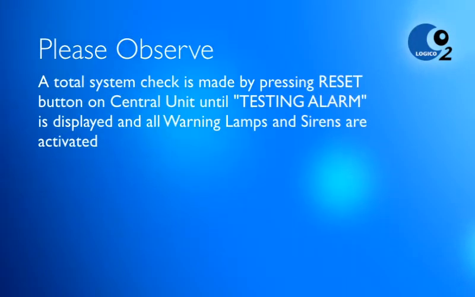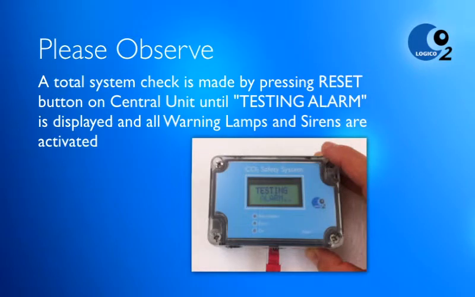Please observe, it is possible to make a total system check by pressing the reset button on the blue central unit until testing alarm is shown in the display, and all the warning lamps and sirens are activated.